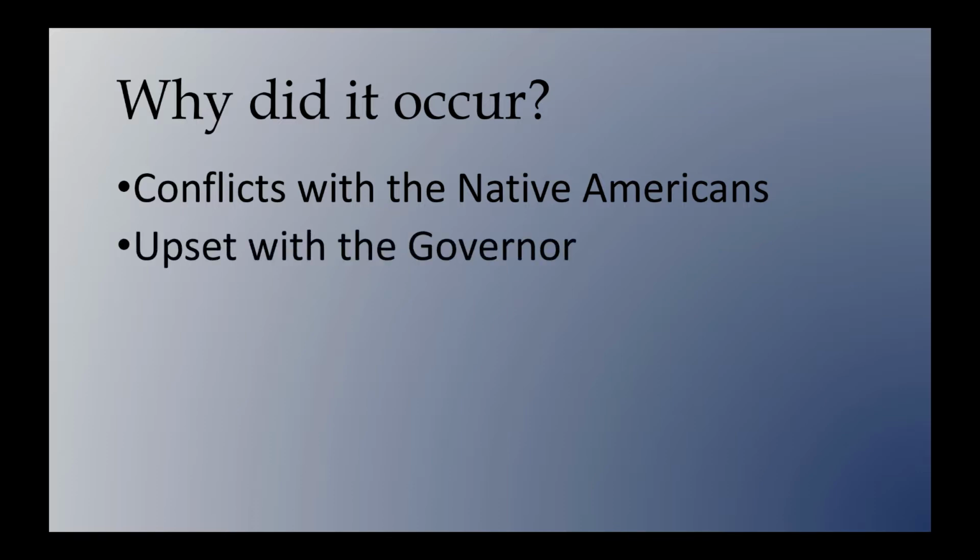Bacon felt the governor of Virginia, Governor Berkeley, was being too friendly with the Native Americans. Governor Berkeley had a very lucrative fur trade going on with the local Native Americans, and he did not want to damage that relationship. Bacon was also frustrated by the lack of political rights. Bacon put demands before Governor Berkeley, and Berkeley refused to do anything.